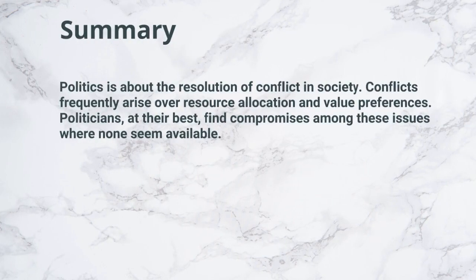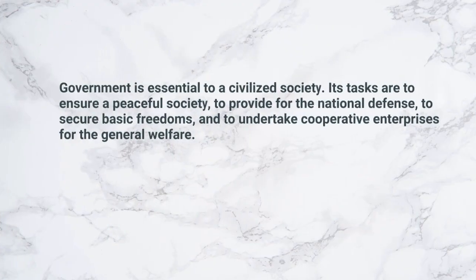In summary, politics is about the resolution of conflict in society. Conflicts frequently arise over resource allocation and value preferences. Politicians at their best find compromise among these issues where none seem available. Government is essential to a civilized society. Its tasks are to ensure a peaceful society, to provide for the national defense, to secure basic freedoms, and to undertake cooperative enterprises for the general welfare.